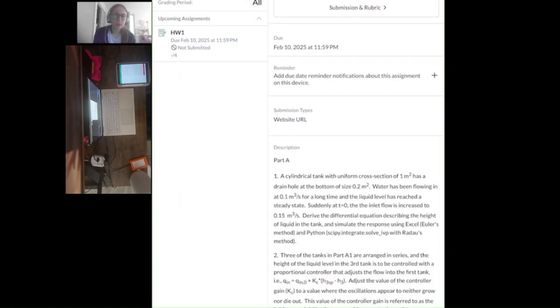Suddenly, at time 0, the inlet flow is increased to 0.15 meters cubed per second. So what we're going to do is derive a differential equation describing the height of the liquid in the tank, and then simulate the response using Excel with Euler's method, and then do Python, using scipy.integrate.solve_ivp. So the first thing that we want to do is set up a differential equation, right?